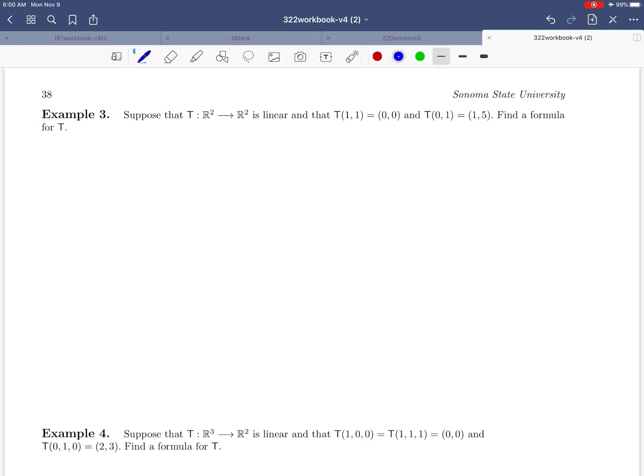Hello everybody, and welcome to example 3 on page 38 of the workbook. This is another example of just working with linear transformations, and you'll find this to be similar to the example that we did in example 1. Okay, let's read this together.